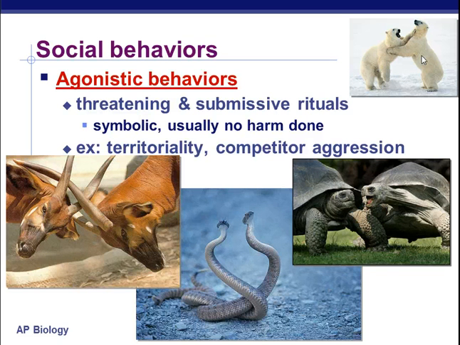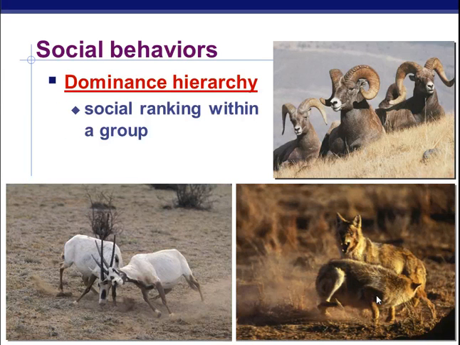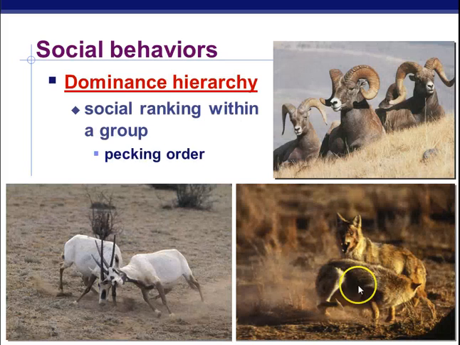Some reasons behind agonistic behavior could be over territory or over competitor aggression. That's where you get the agonistic behavior. Dominance hierarchy also looks like agonistic behavior, and this is that social ranking within a group. We kind of think of that as pecking order, so the alpha male or the alpha female, and so on and so forth. And that can be determined through agonistic behavior.